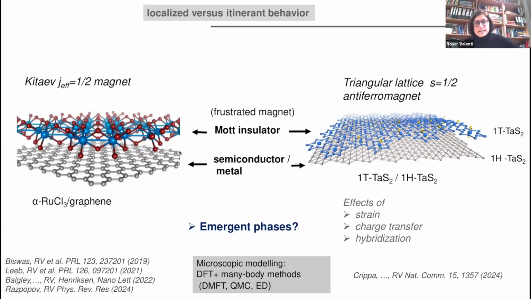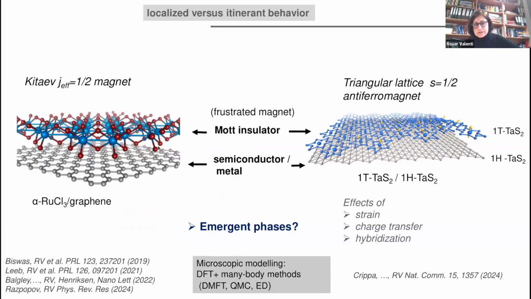One case, for instance, is alpha ruthenium trichloride, which is a candidate for a Kitaev type of antiferromagnet, where we have bond-dependent exchange interactions. And the question is what happens when we bring this system in proximity to graphene.